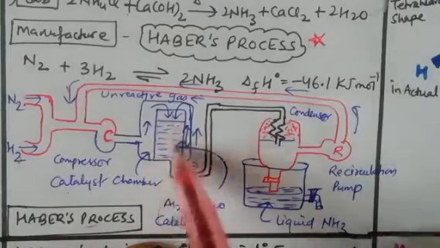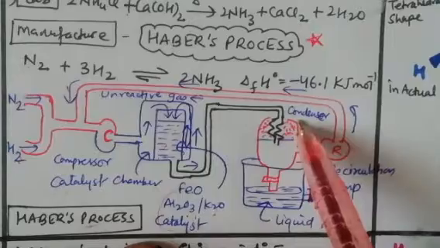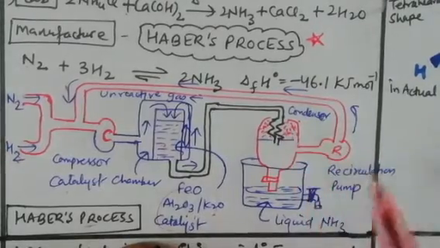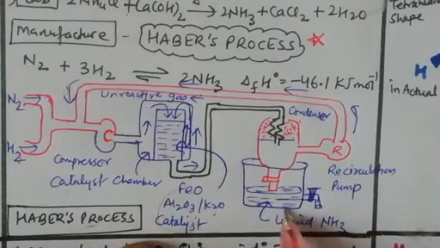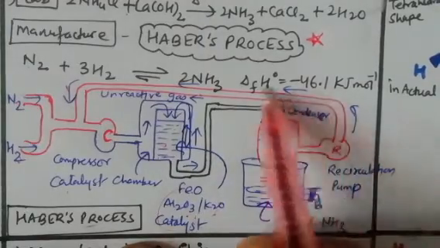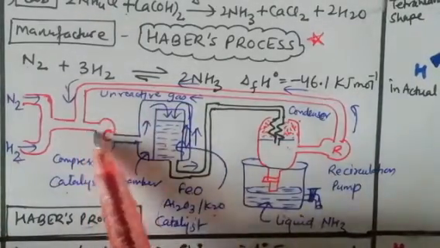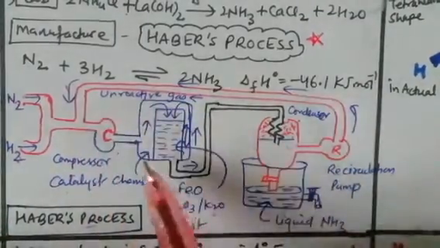Here it will increase the rate of reaction. From there the gas will go into the condenser, and in the condenser the liquid ammonia will be obtained. Okay, from here the recirculation pump will recirculate the nitrogen gas or ammonia gas again to the compressor. In this way we can form it.